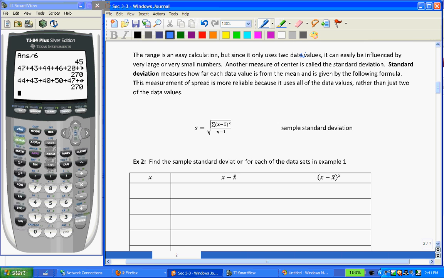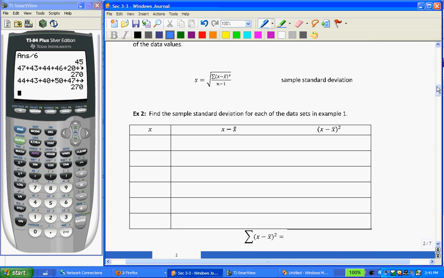So with the range, we're only using the low and the high, and it doesn't tell us much about the other data values. But with standard deviation, every value is used in the calculation. So our standard deviation, specifically our sample standard deviation formula here, is s equal to the square root of the sum of x minus x bar squared. So that means you take each value, subtract off the mean, square it, and add those all up, and divide by n minus 1. So we're going to try this in example 2.